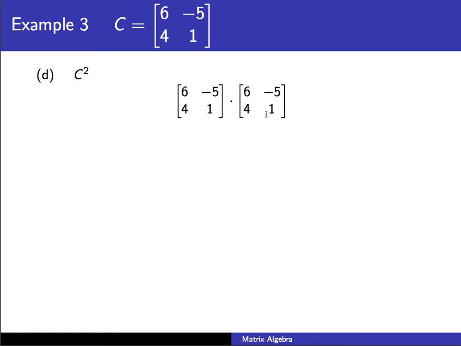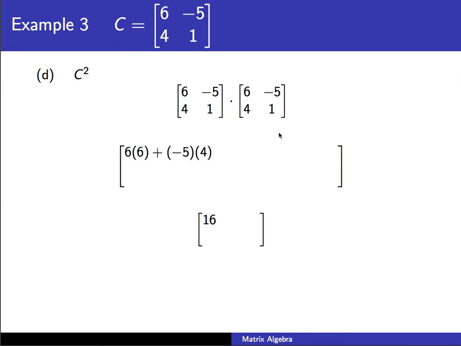And because it's a square matrix, the number of columns in the first is going to equal the number of rows in the second. And when we multiply square matrices, 2 by 2 and another 2 by 2, multiplying square matrices will always have an answer that is a square matrix of the same dimension. So let's start with our first row times first column. So 6 times 6 plus negative 5 times 4, and that'll give us 16.